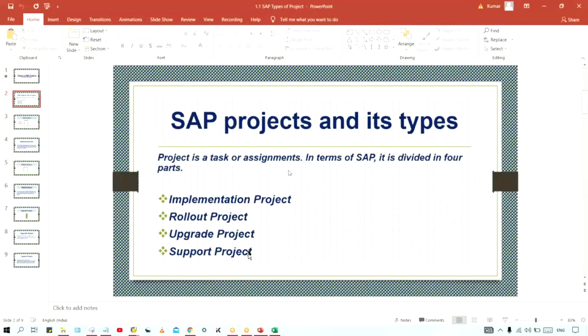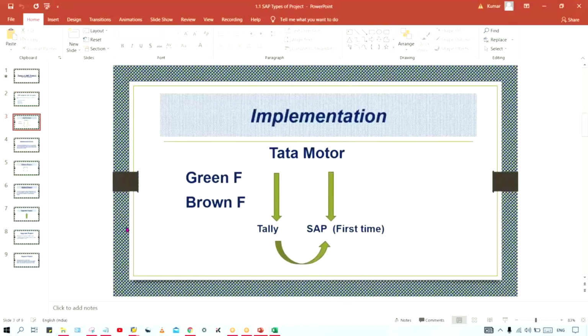And this is an implementation project. This is a rollout project. This is an upgrade project. This is a support project. So there will be some differences. What are those differences? That I'll explain. So now this is called the nature of the project. Nature means implementation, rollout, upgrade, support. Now we'll see. First of all, we'll talk about implementation project.